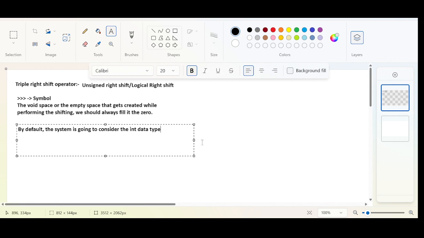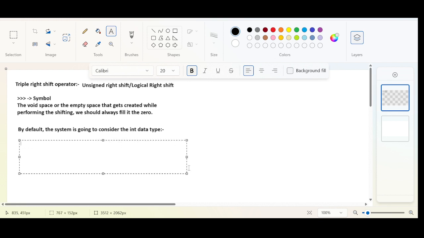We already know the size of the int data type: 4 bytes. 4 bytes is a collection of 32 bits. Each byte is a collection of 8 bits, so 4 bytes is 4 into 8, a collection of 32 bits.